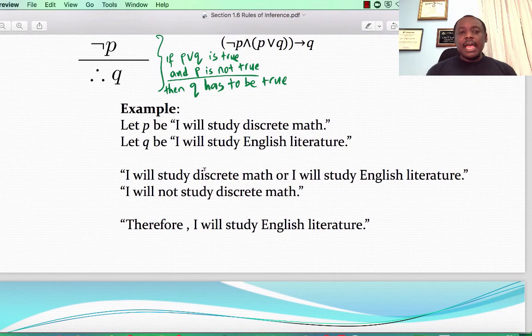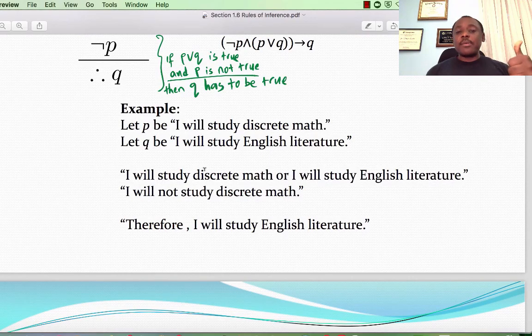Another example. Let P be the statement, I will study discrete math. That's a premise. And Q the premise, I will study English literature. Now, I give you this statement, and it's a true statement because that is what is in my heart. I will study discrete math or I will study English literature. So that is why I tell you before going to the library, I will study discrete math or I will study English literature. So that is true. I put that out there.